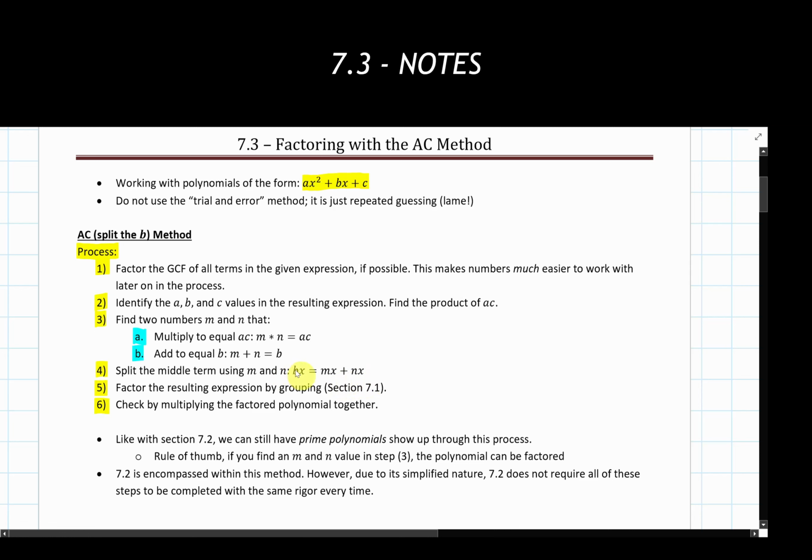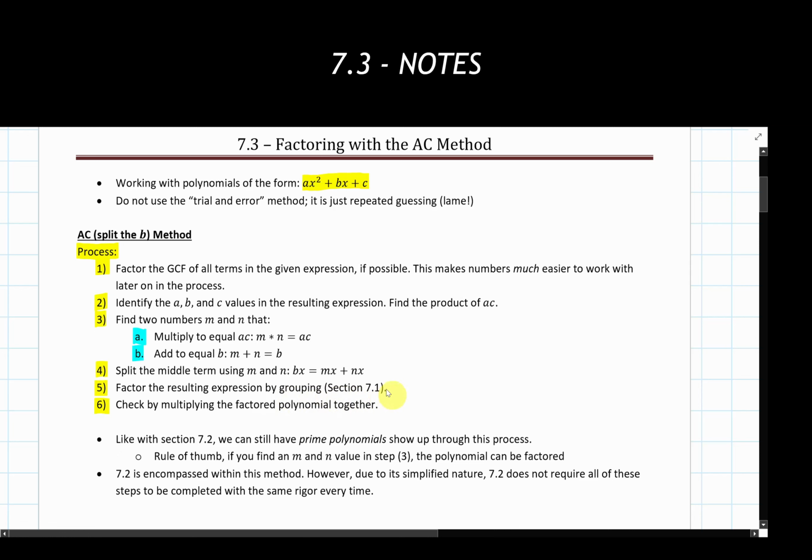So once I'm able to split that middle term, that bx value, I'm now going to have something that has 4 terms in it. This bx became 2 values here, so I would have ax squared plus mx plus nx plus c. So I have 4 terms written here. And the only method that we have to factor that any further is factoring by grouping, what we covered in the 7.1 material.